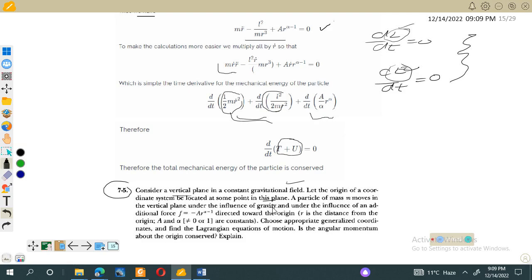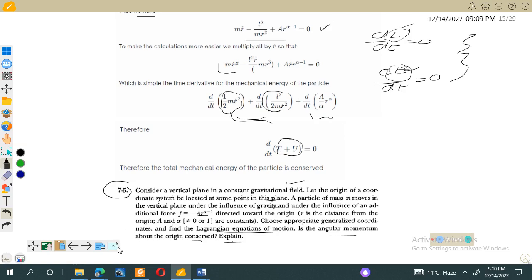The particle is moving under the influence of gravity and under the influence of an additional force, directed toward the origin. Choose appropriate generalized coordinates and find the Lagrangian equation of motion. Is the angular momentum about the origin conserved? Explain.